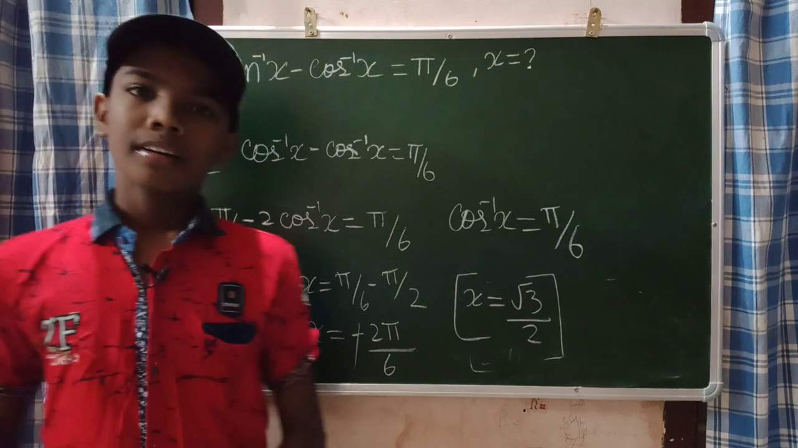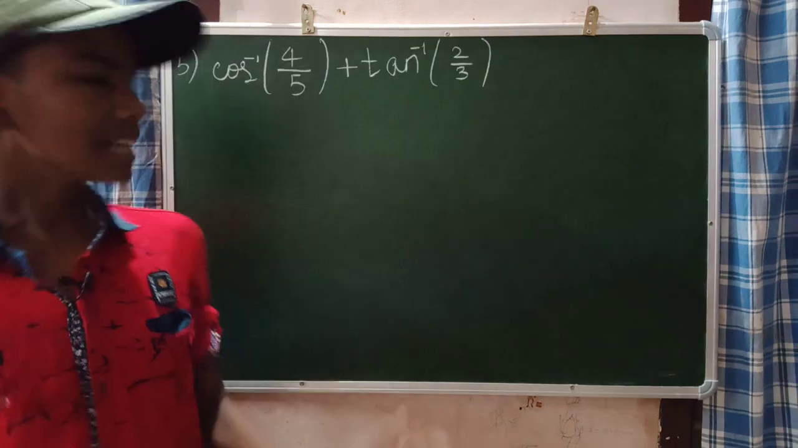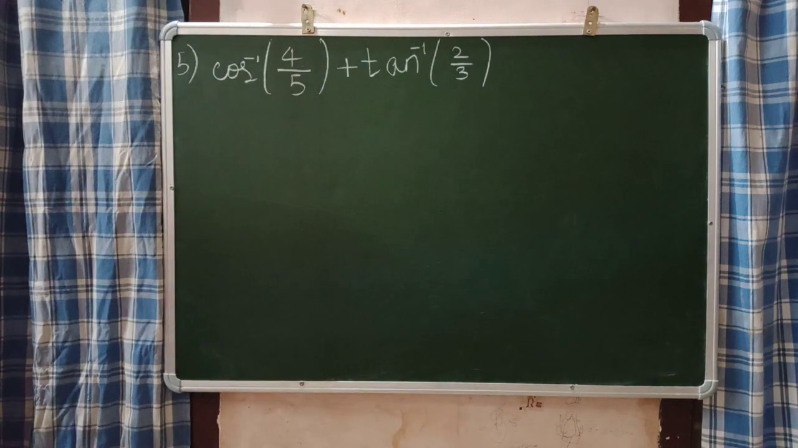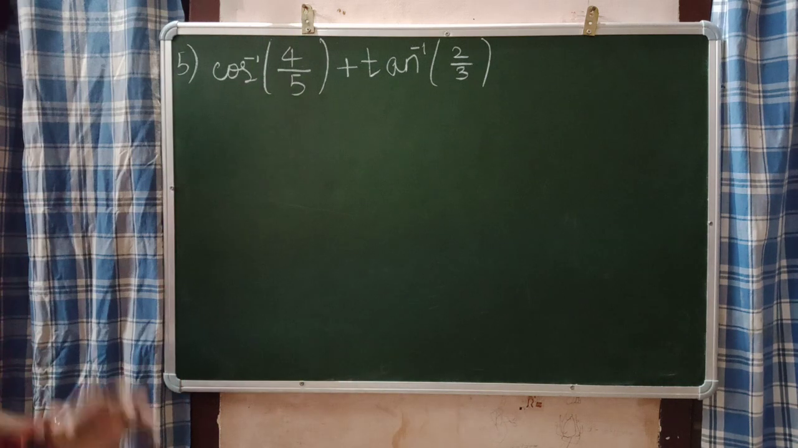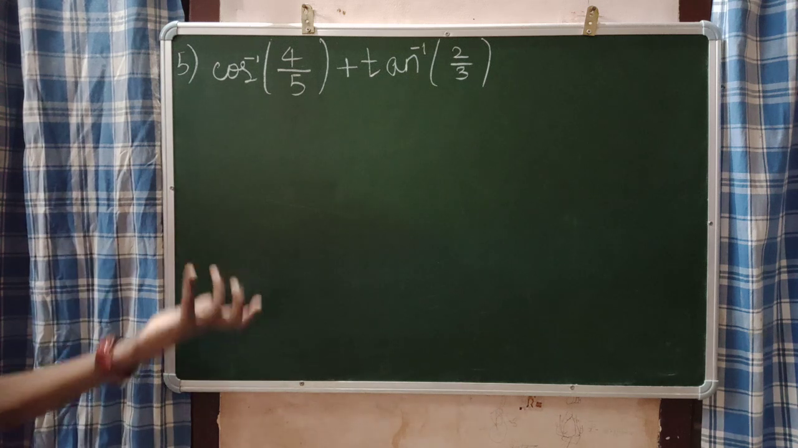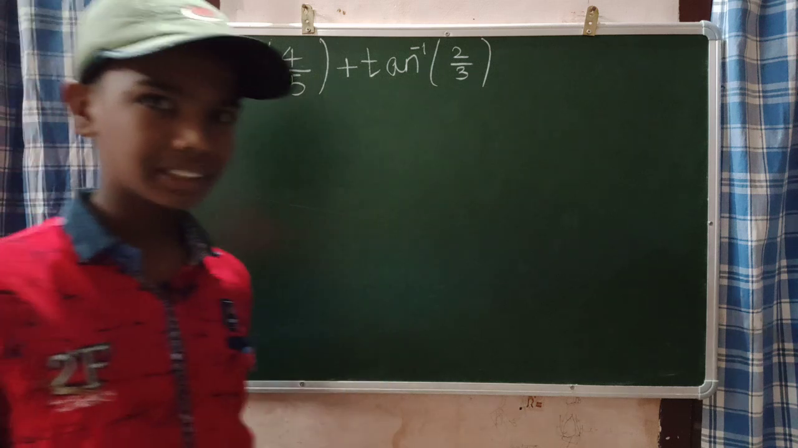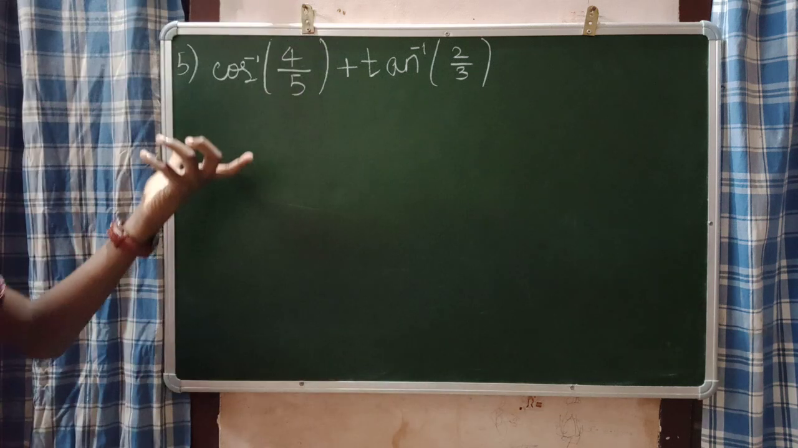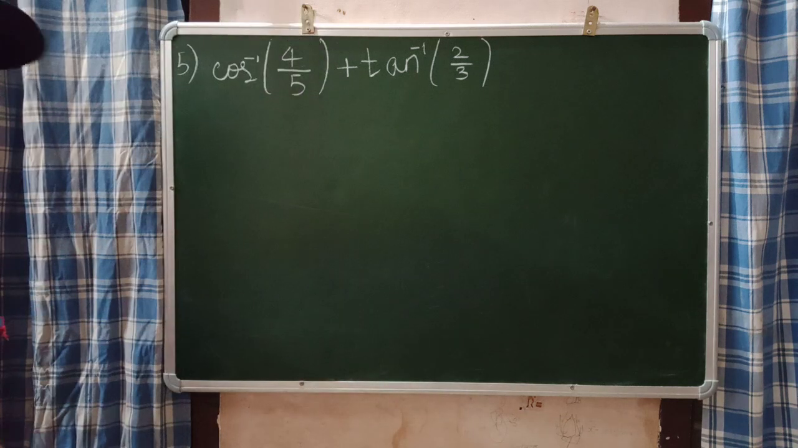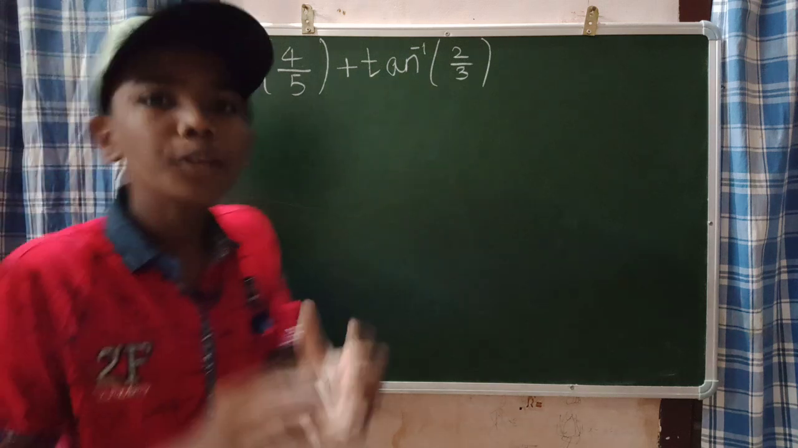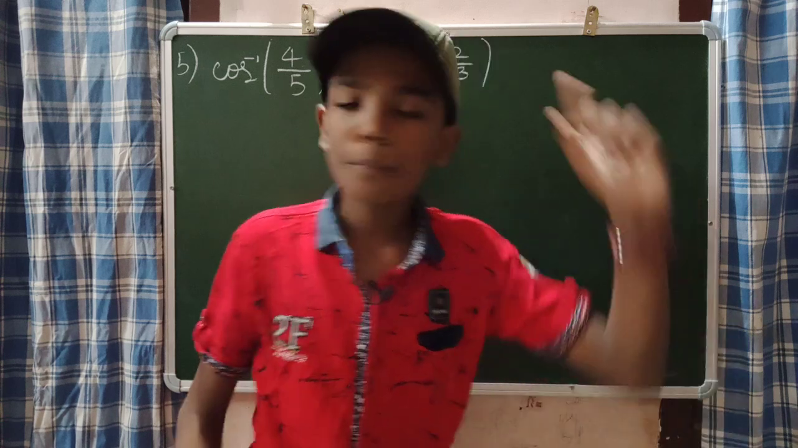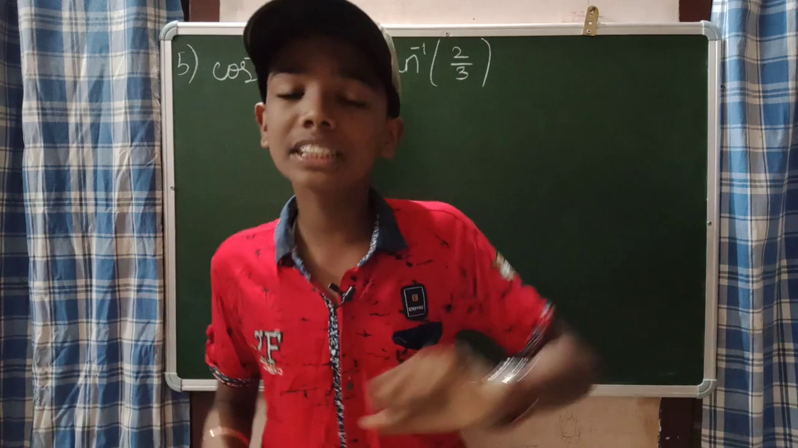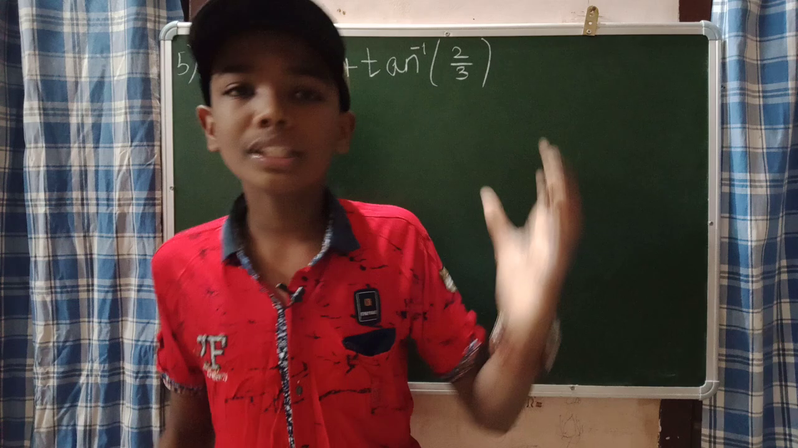Let us move on to our next question. Our next question is cos inverse of 4 by 5 plus tan inverse of 2 by 3. This was the question which we are having. So guys, how I am going to solve this question is, I am going to write this cos inverse of 4 by 5 in terms of tan inverse. Here also I am not going to use any formula, just your triangular method. At the first question itself, I did the question using the triangular method, right?